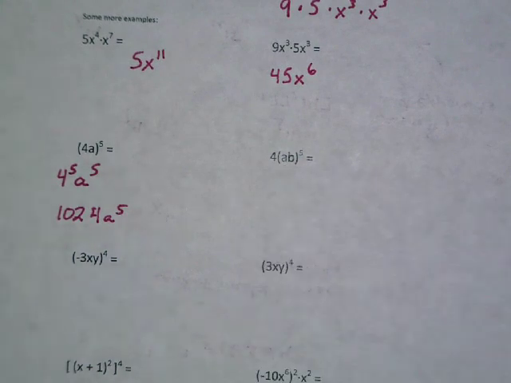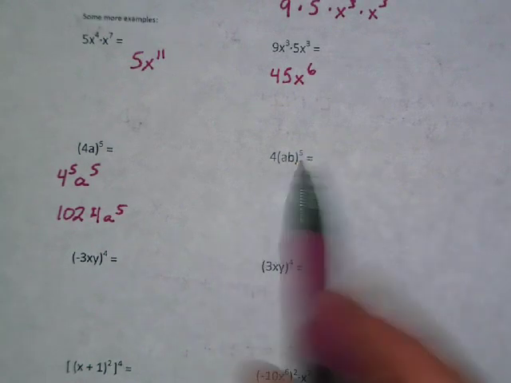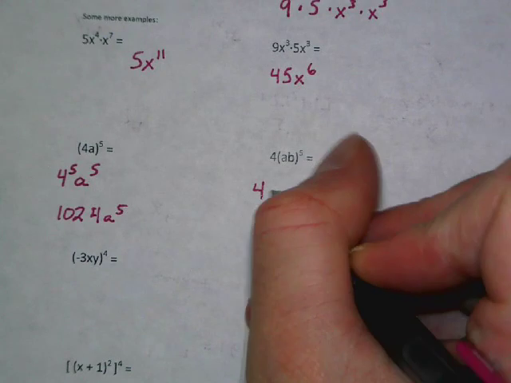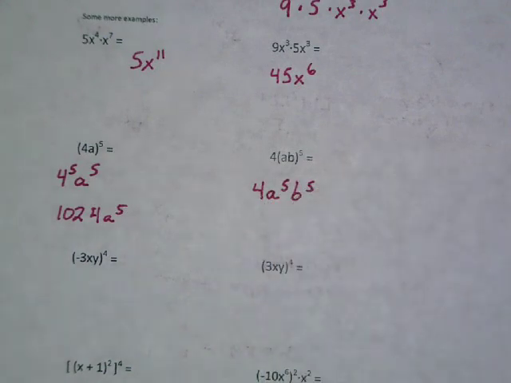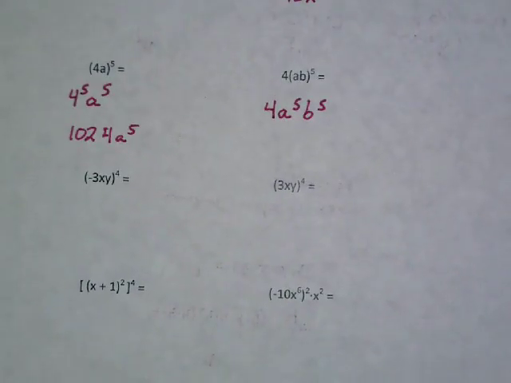Okay, similar to that last one. What's the exponent on the a and the b again? 1. The 4 is outside the parentheses. It's going to have nothing to do with that exponent. So the 4 is just going to stay there. And now we have a to the 5th, b to the 5th. They each have that exponent of 1, both the a and the b. So they each get multiplied by that 5.